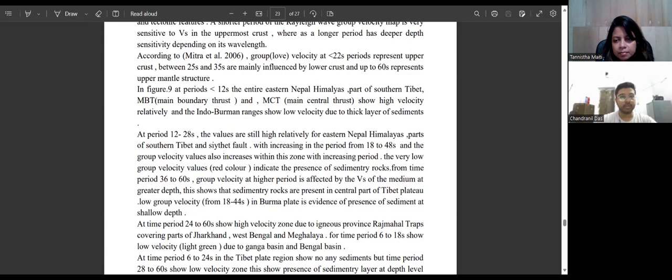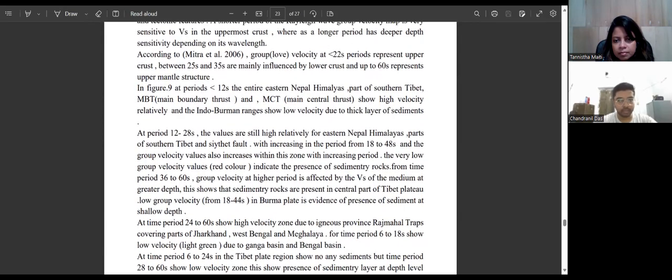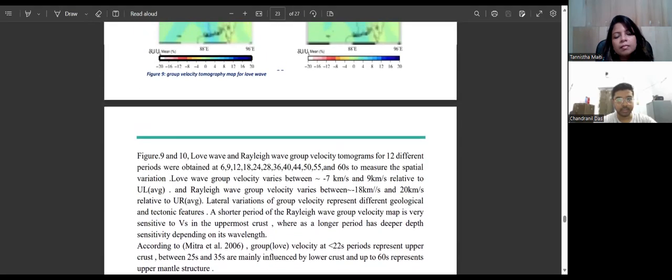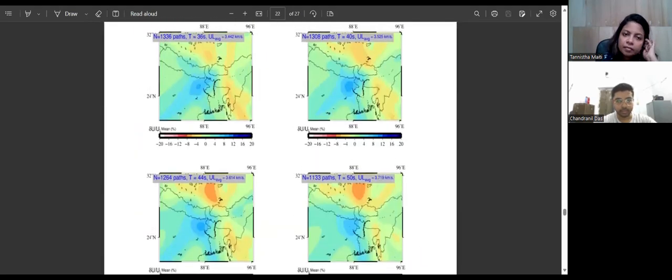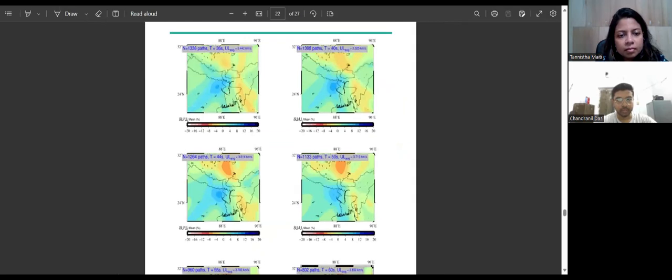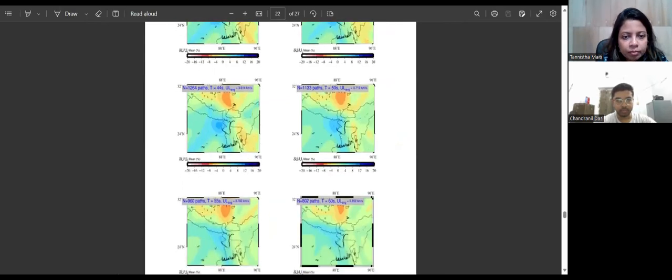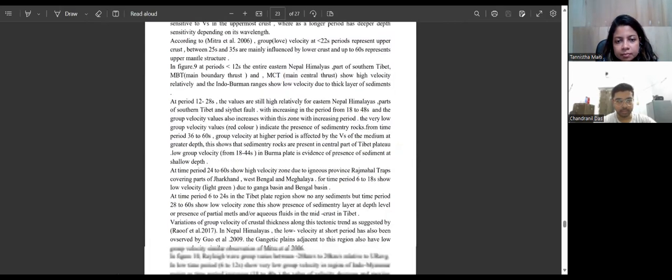Actually, if it had been side by side, I think it would have been a bit clearer. 36 to 60 seconds. So these six are then taken. I have interpreted these things in this lower section.